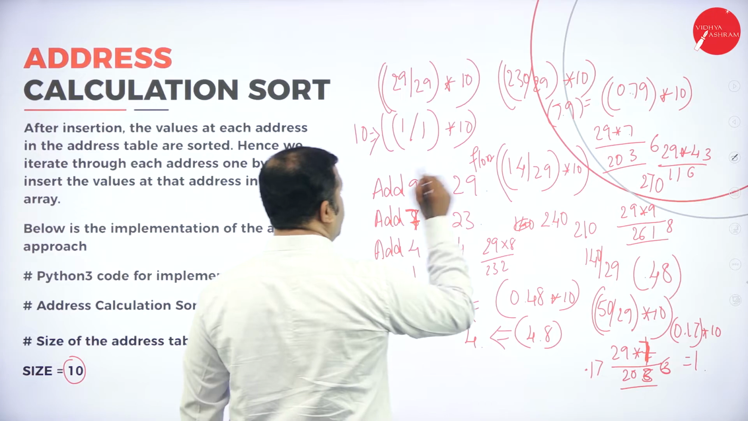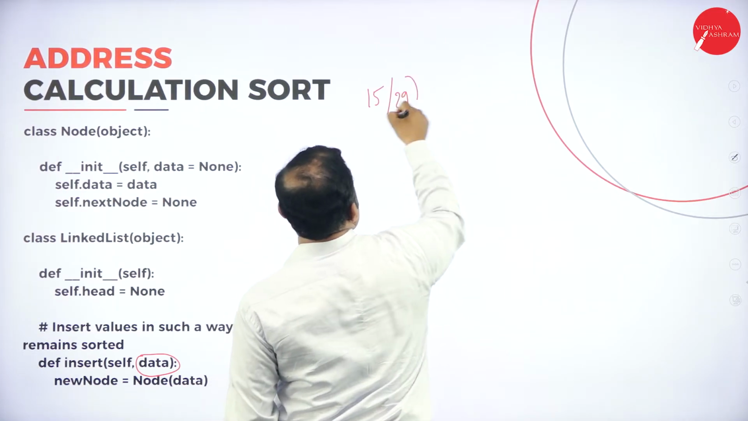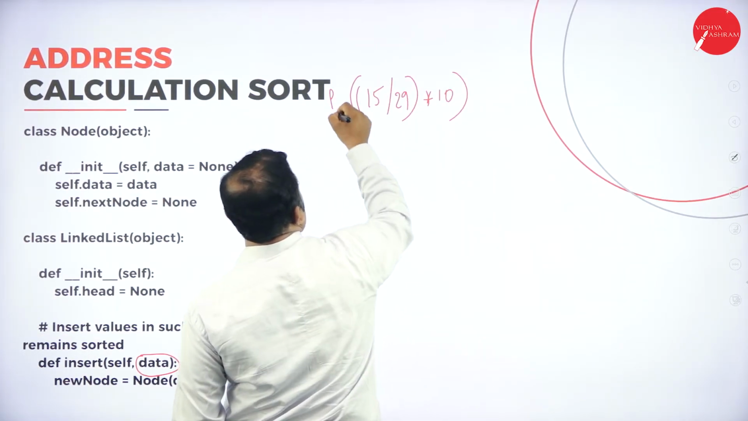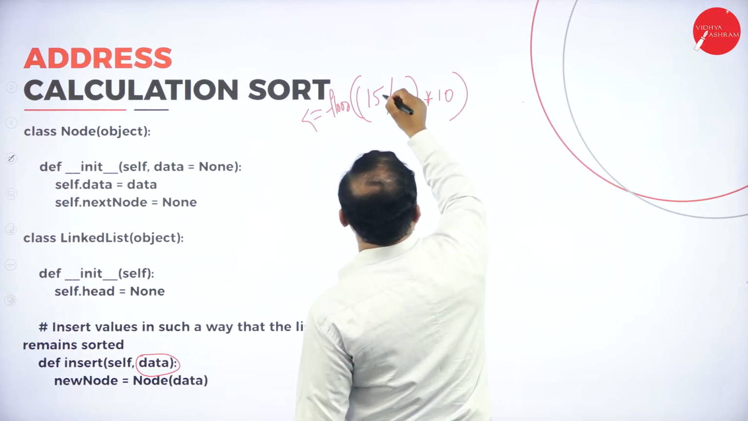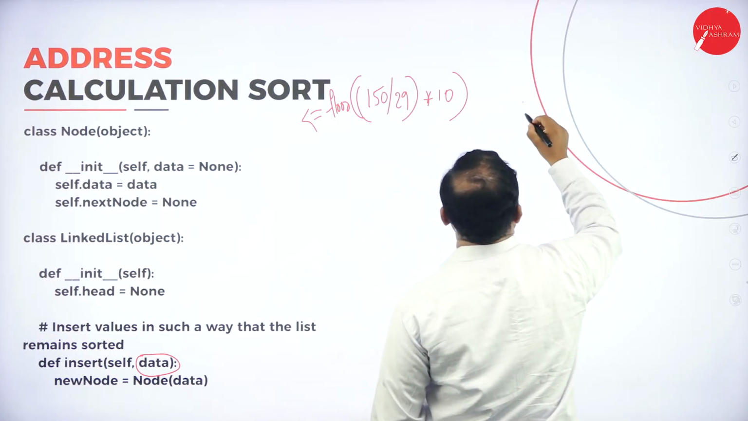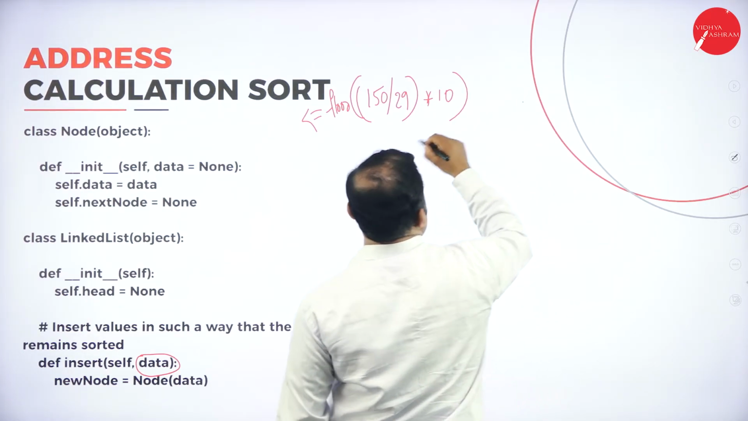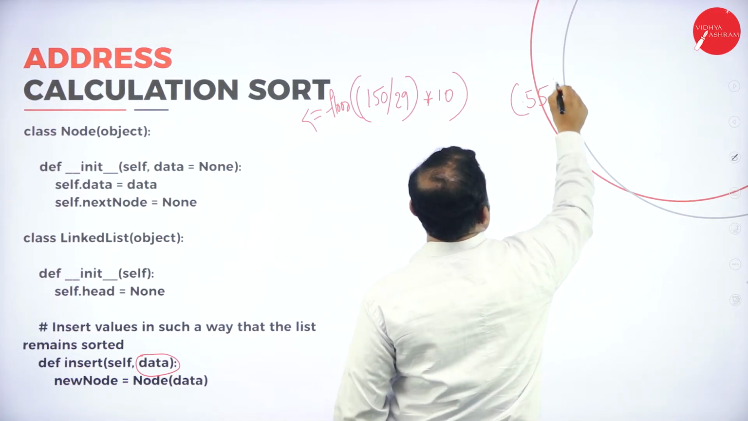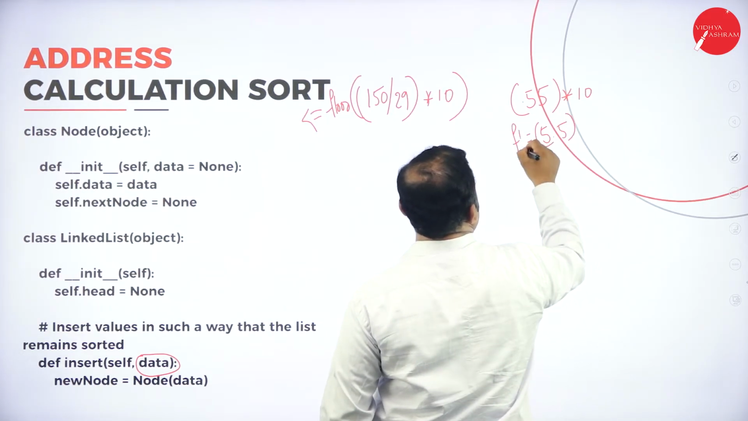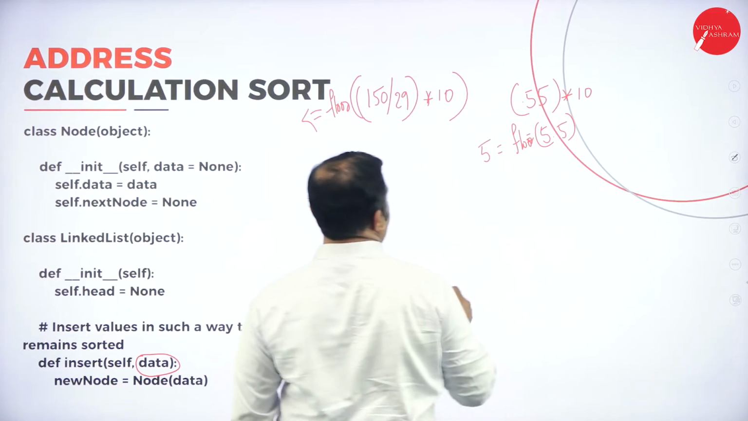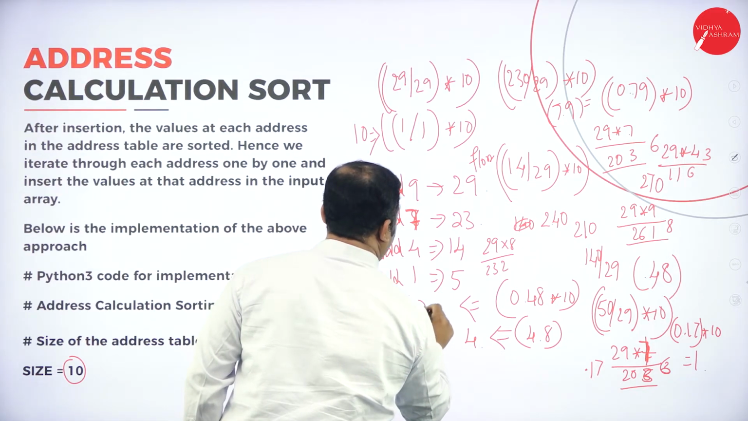Then, which is the next item? 15 is the next item. If that is the case, 15 divided by 29 star 10. What is the value we get? What is the floor of this? Let us calculate it. We'll get 150 here. 5s are 29, 5s are 145, 55. 0.55 into 10 is equal to 5.5. The floor of this is taken here. Floor of this is equal to 5. So that is address 5, we have 15.